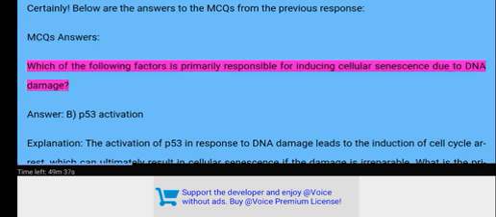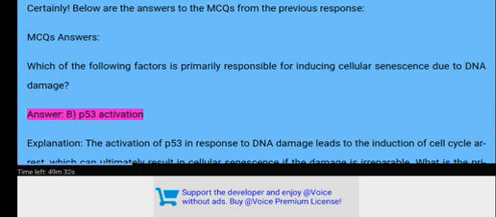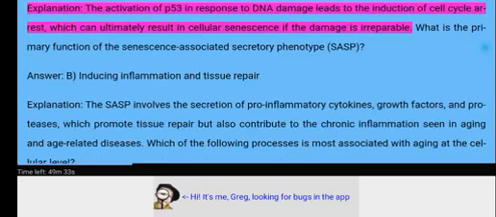MCQ answers. Which of the following factors is primarily responsible for inducing cellular senescence due to DNA damage? Answer: B. P53 activation. Explanation. The activation of P53 in response to DNA damage leads to the induction of cell cycle arrest, which can ultimately result in cellular senescence if the damage is irreparable.